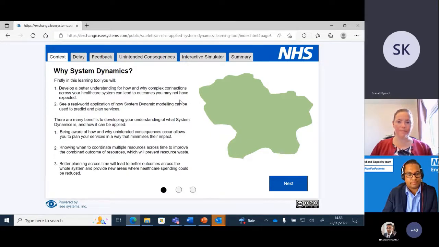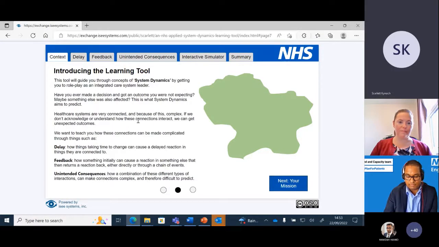So it's about being aware of how and why unintended consequences may occur, and knowing when to coordinate multiple resources across time. This can help with managing your resource and preventing resource waste, and better planning across time will lead to better outcomes across the whole system and provide new areas where healthcare spending could potentially be reduced. So it's a general list of benefits there. I then introduce you to the learning tool.